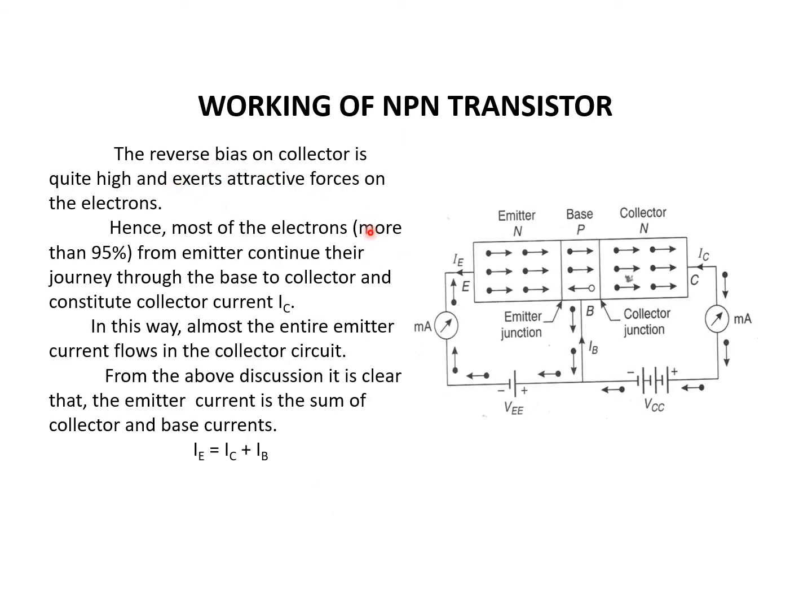Now, the reverse bias on collector is quite high and exerts attractive forces on the electrons. Due to this, most of the electrons, that is more than 95% from emitter, continue their journey through the base to the collector and constitute collector current. That is, most of the emitter current flows through the collector circuit. So from this discussion, we can conclude that the emitter current is equal to the sum of base current and collector current.